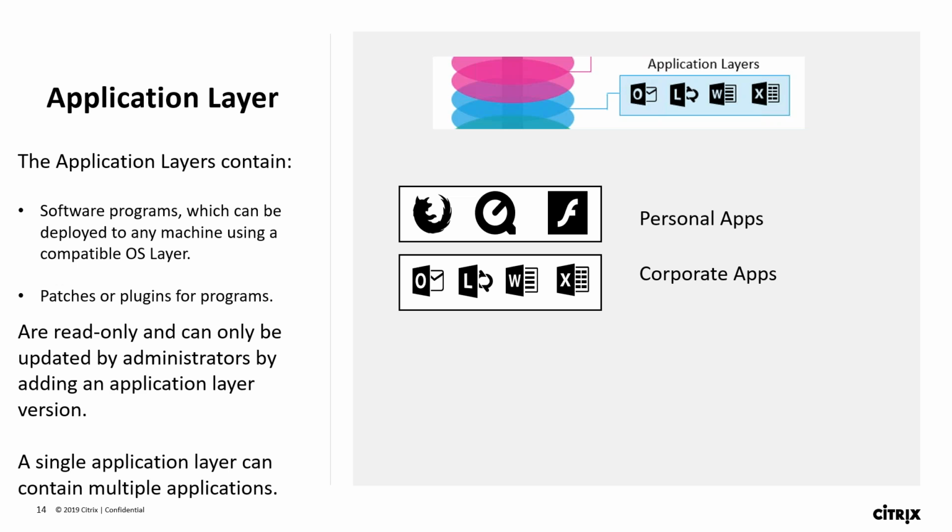Like operating system layers, app layers are read-only and can be only updated by the IT staff. An app layer can include several layers and several layer versions, each of which contains a different version of the application. Different layer versions of the same application can then be deployed as needed. So that's the application layer.